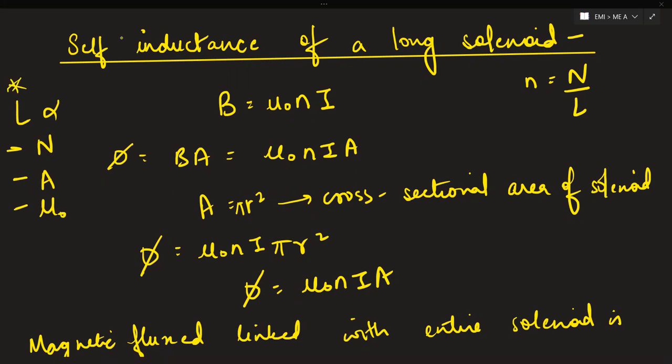Yes, if they ask to define 1 Henry, then the definition of 1 Henry is what I have made you write, 1 volt by 1 ampere per second. If you just have to write it in words, self-inductance of a coil is said to be 1 Henry if an induced EMF of 1 volt is set up in it when current in it changes at the rate of 1 ampere per second. Just write it in words if it asks to define 1 Henry.